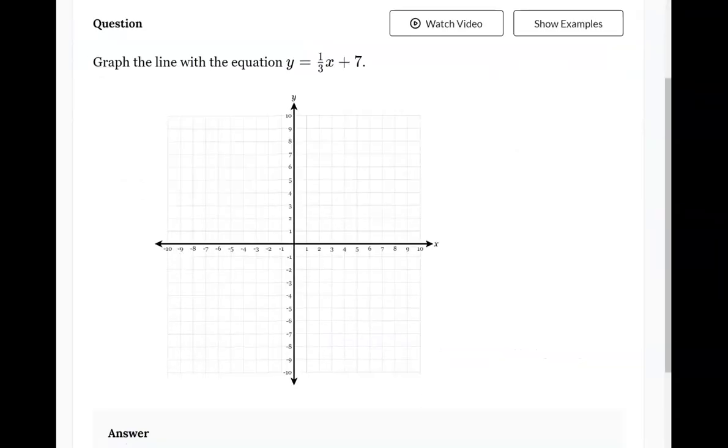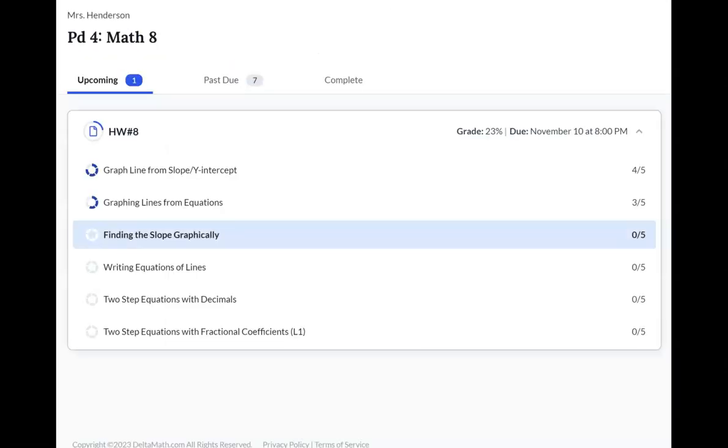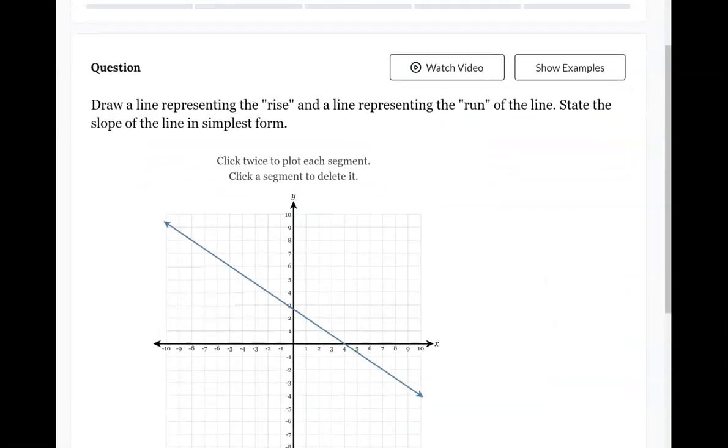Last one, y-intercept of 7. Click once on the y-axis at 7, and then rise 1 and run 3. Let's take a look at the third topic, finding the slope graphically.